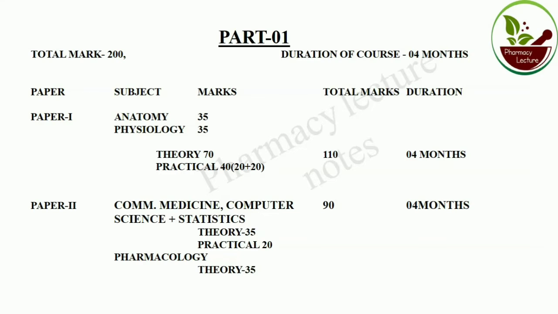And another theory paper, that is pharmacology. Only theory paper, 35 marks, no practical. So the total mark of paper 2 is 90 marks. So within part 1, the duration of the course is 4 months, total marks 200.